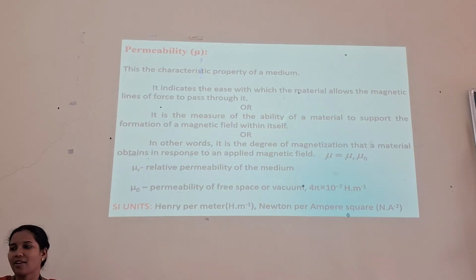Permeability. This is the characteristic property of a medium. It is a measure of the ability of a material to support the formation of a magnetic field within itself. It is denoted by mu. Mu is the product of mu r into mu naught, where mu r is the relative permeability of the medium and mu naught is the permeability of free space or vacuum, which is 4 pi into 10 to the power of minus 7 Henry per meter.